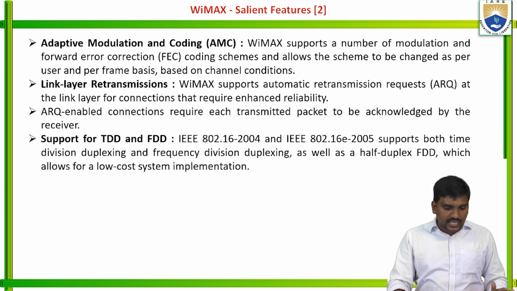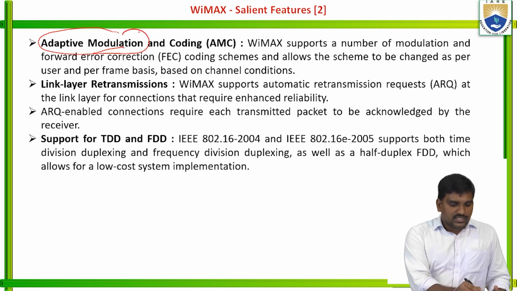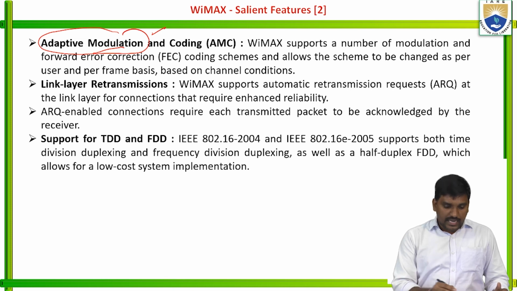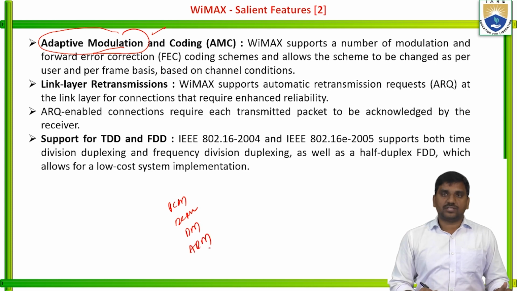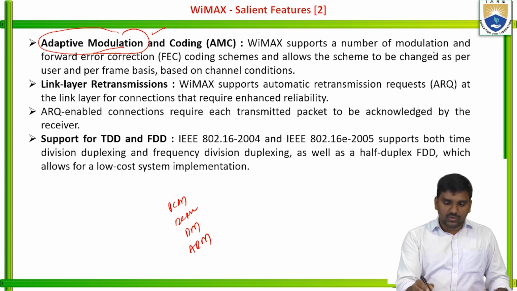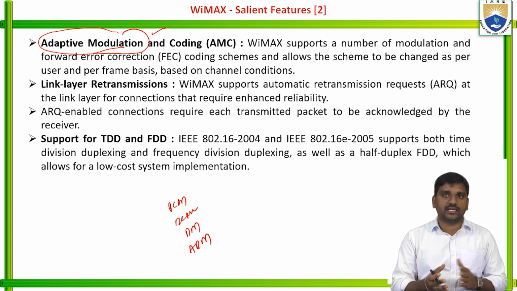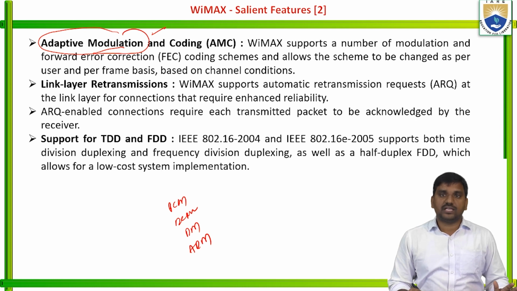Next, move on to the remaining salient features of WiMAX: adaptive modulation and coding. Adaptive modulation is one of the digital modulation techniques like PCM, DPCM, DM, ADM. Pulse code modulation, differential pulse code modulation, delta modulation, adaptive delta modulation. These are the digital modulation techniques. So WiMAX supports a number of modulation and forward error correction code schemes that allow schemes to be changed per user and per frame basis based on the channel conditions. It allows WiMAX to support adaptive modulation and coding techniques.